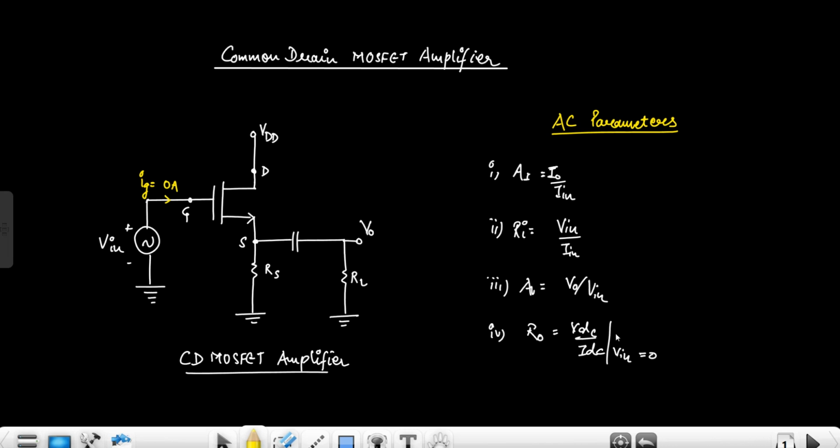So hello everyone. In this video I am discussing the AC parameters of the common drain MOSFET amplifier. The drain terminal is connected to ground here. This is the DC supply VG, and in AC analysis it will connect to ground, right? The input is connected to the gate terminal and the output is taken from the source terminal. This is the common drain MOSFET amplifier.